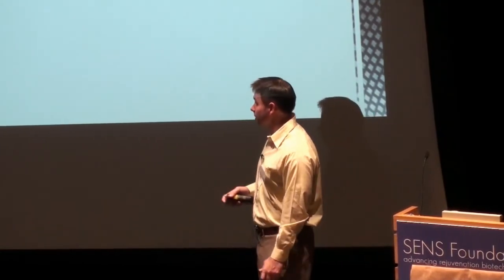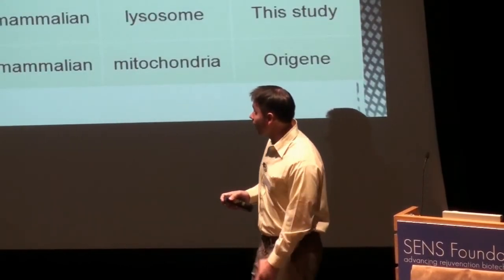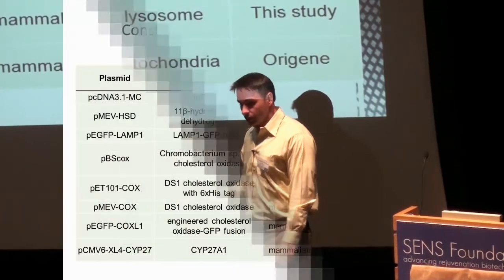And this is just a schematic showing. So I actually saved the signal peptide on the LAMP1, and then a small linker region and transmembrane domain region. We also tried a few other constructs that we generated.